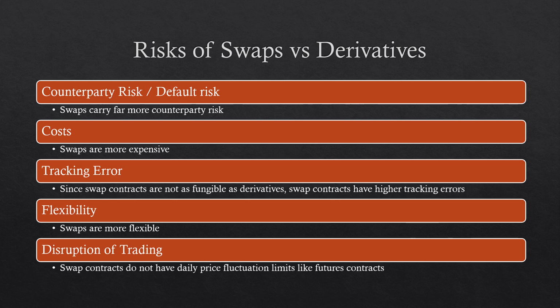Costs, so swaps are more expensive. There's tracking error, so since swap contracts are not as fungible or liquid as derivatives, swap contracts have higher tracking errors. Flexibility, so swaps, they do tend to be a bit more flexible. And disruption of trading, so swap contracts do not have daily price fluctuation limits like futures contracts.